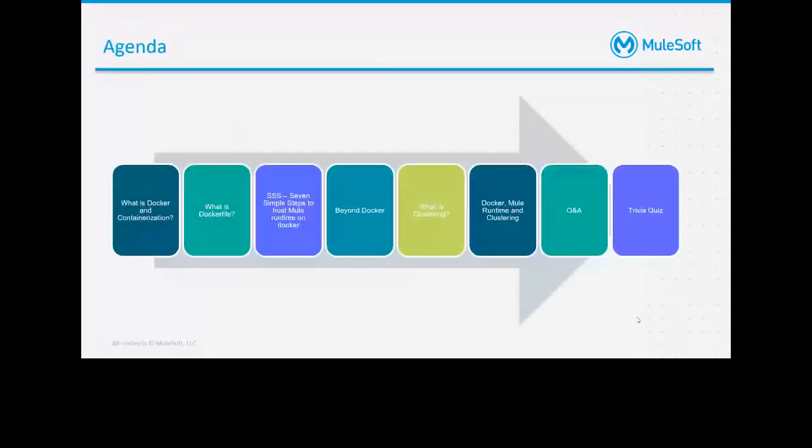So let me briefly talk about the agenda. We will discuss Docker and containerization. What is a Dockerfile? Then we will discuss the seven steps to set up Mule runtime on Docker. Then what is the next step beyond Docker. Then we will see what is clustering, and then how Docker, Mule runtime, and clustering work together. Then there will be a Q&A session. Finally there will be trivia quiz.